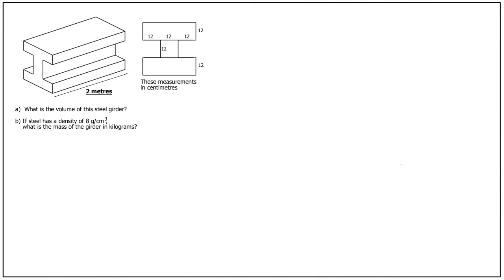The top one is 36 by 12 centimetres. The middle one is 12 by 12 centimetres, and the bottom one is the same as the top one, 36 by 12 centimetres. So let's label them A, B and C respectively.